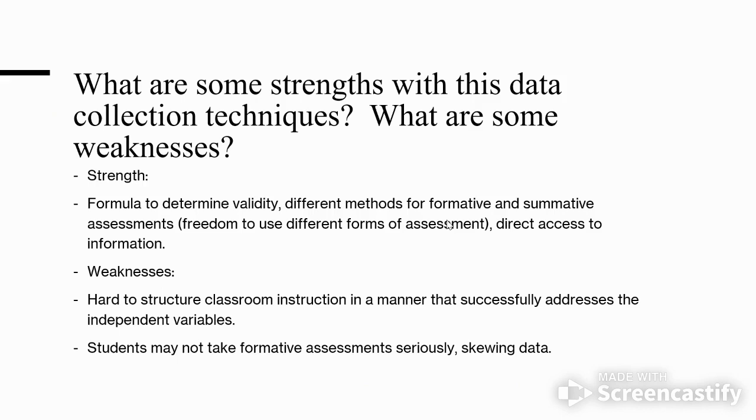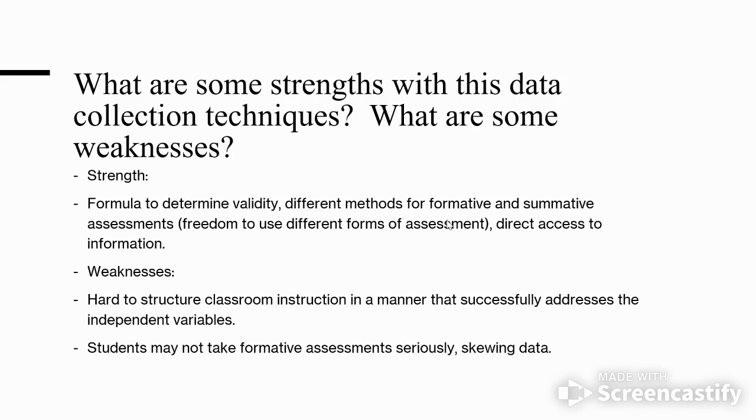So strength, formula to determine validity. I believe it was Mertler who stressed the Kuder-Richardson formula, which is a formula you can use to determine if something is reliable, if it's consistent, if it's valid. So that being R is the reliability index. You take the number of items on the test, you take the mean score and the standard deviation, and it tells you the internal consistency of your work, all right?